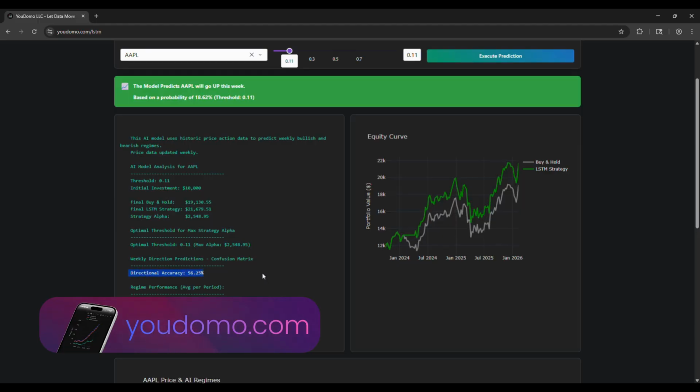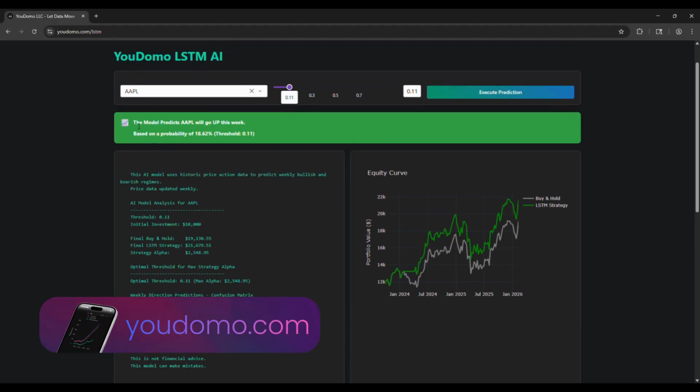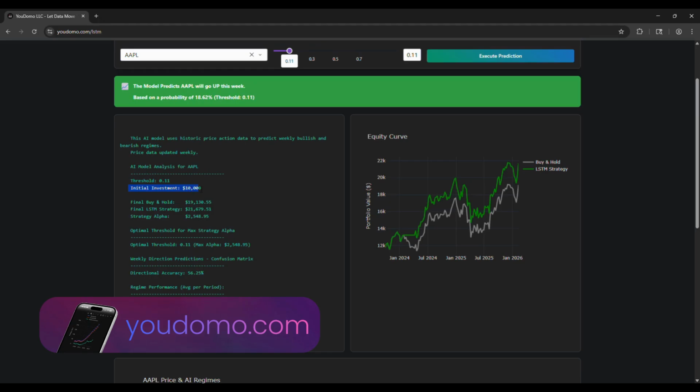So the goal of this AI model is to predict the direction of the stock every week. So here, the call to action is right above here. The model predicts Apple will go up this week. We can attempt to take advantage of this direction prediction either through a call option or through positions in the stock. And we see the AI model performance in this hypothetical backtest.